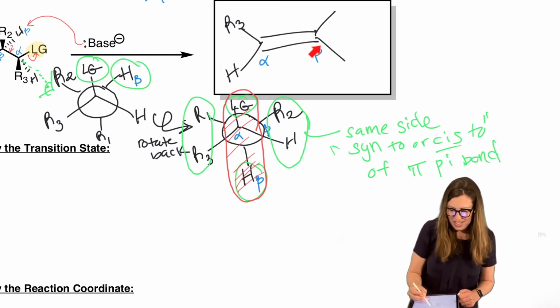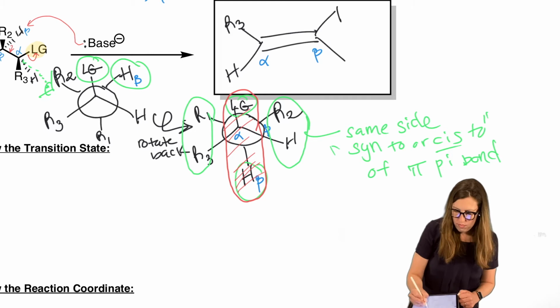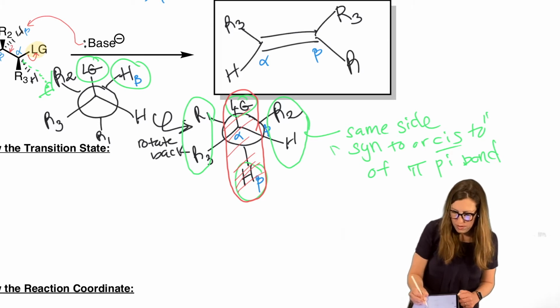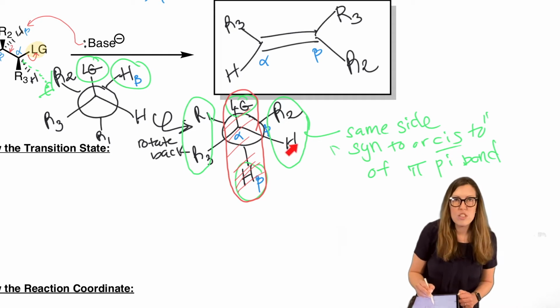Who's on beta? Beta is the back carbon. It has an R2 and an R1. All right. Where does R1 go? Let's just pick one of them to be responsible for. R1 must be on the same side as R3. So of these two positions, R1 is going to go on the same side as R3. That means also on beta was R2. Let's double check we did that right. R2 must be on the same side as H. R2 is indeed in that green circle, that same side as H. So these are syn to each other. These are syn to each other.